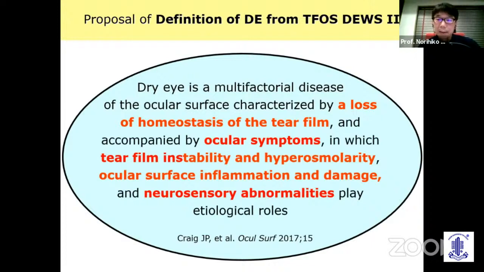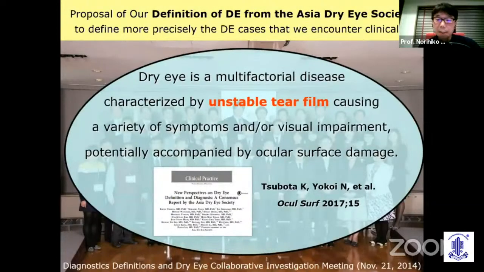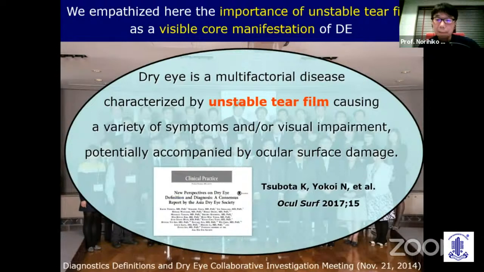On the other hand, the Asia Dry Eye Society held a diagnostic definition and dry eye collaborative investigation meeting in 2014. We proposed here our definition of dry eye from the Asia Dry Eye Society to define more precisely the dry eye cases that we encounter clinically. In this definition, dry eye is defined as a multifactorial disease characterized by unstable tear film, causing a variety of symptoms potentially accompanied by ocular surface damage. We emphasize here the importance of unstable tear film as a visible core manifestation of dry eye.